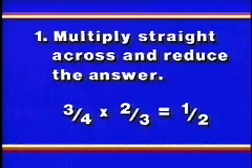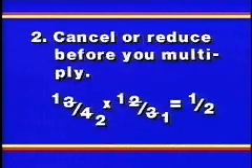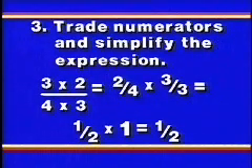In this one, you multiply straight across and reduce your answer. This example shows that you can cancel or reduce before you multiply. And here, you trade numerators and simplify the expression. Are you surprised that the idea of fraction families we spent so much time with in the section on addition and subtraction still has some importance all the way to division? Stay tuned for more about the division of fractions.